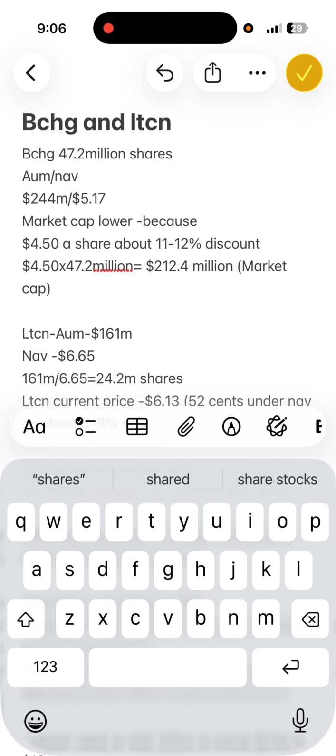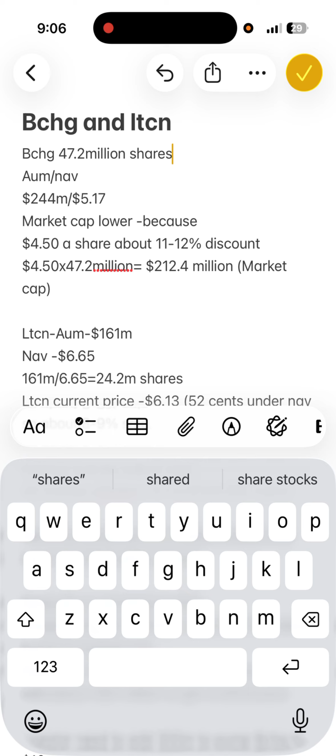on Grayscale, the website says that the NAV price of BCHG is $5.17. And the assets under management is 244 million. So if you divide $224 million by $5.17, then you will have 47.2 million shares. And the market cap, unfortunately, is lower. That means BCHG is at a discounted price at $4.50 a share.